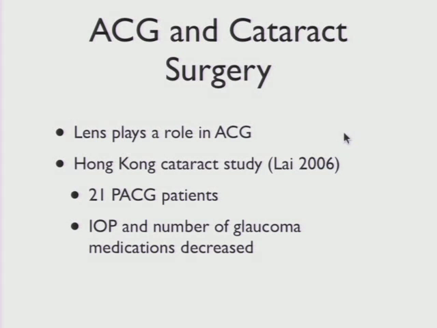Now, this was in general in this study. They found that the intraocular pressure, that's IOP, and the number of glaucoma medications were decreased after the surgery. And I think this is an important study because there are more studies being designed after in which they're trying to answer just this question.